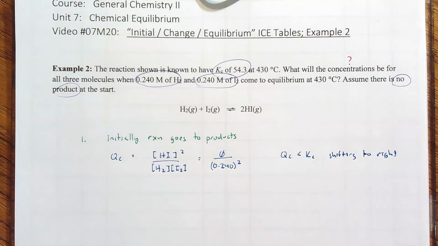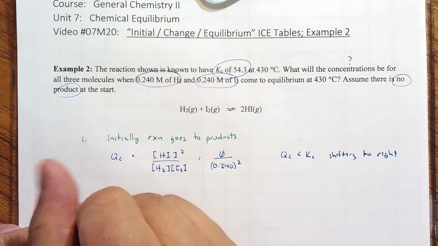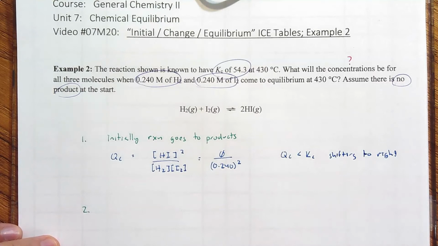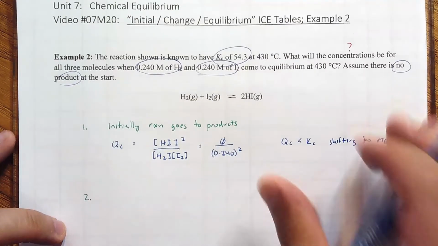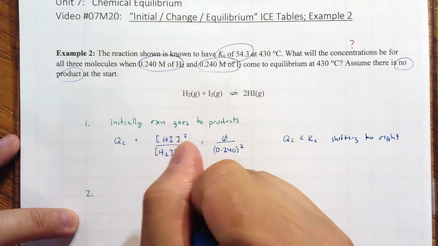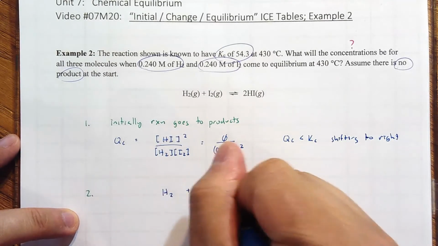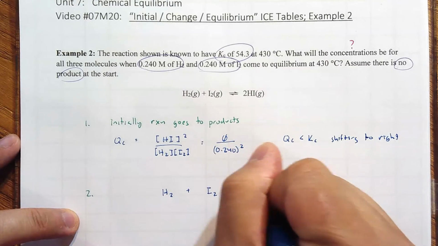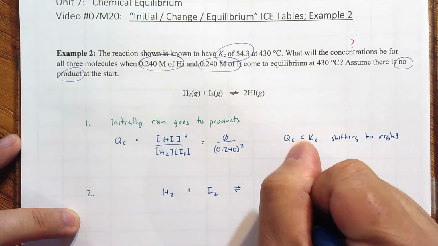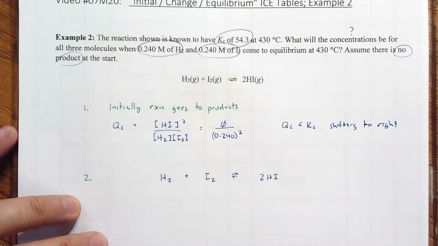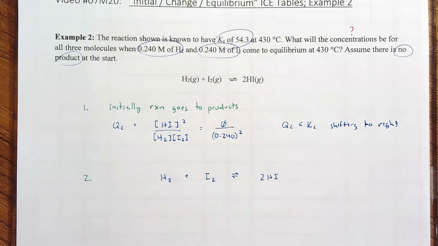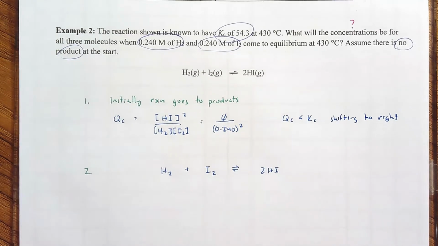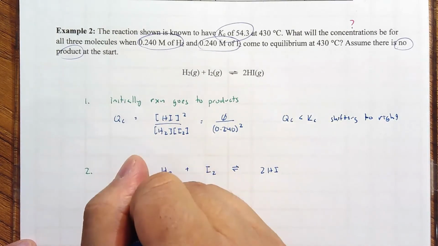This is important because when we set up the ice table, we have to know where the plus x goes and where the minus x goes. The trick is, I like to write out my equation with the coefficients. So just write the equation again. I'm leaving out the phases. They're all gases. And set up the ice table.